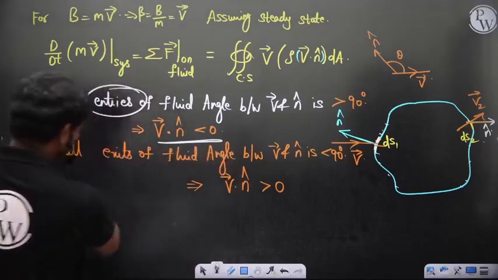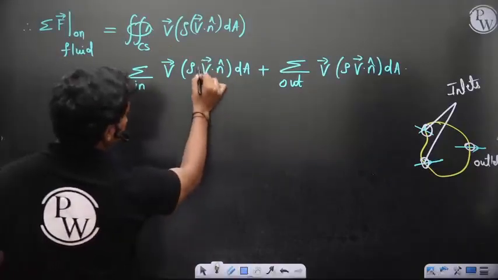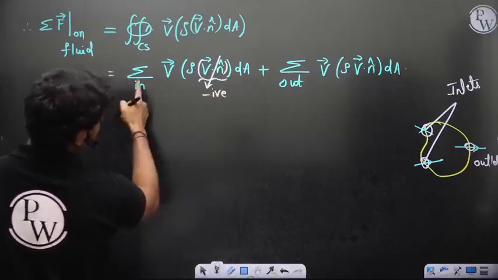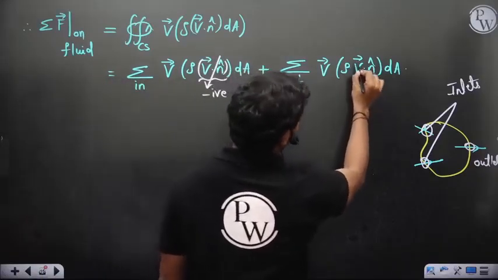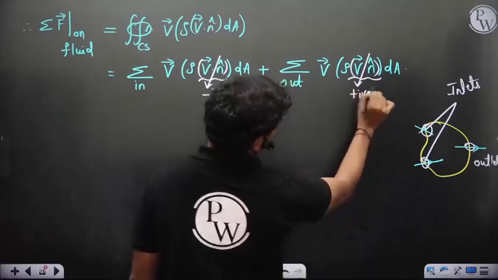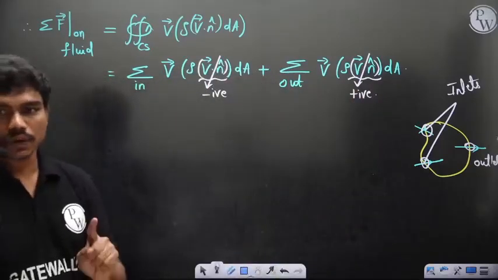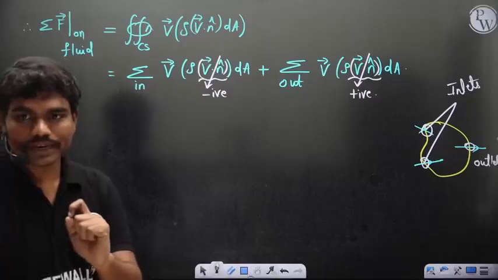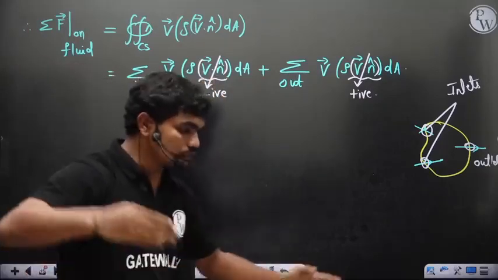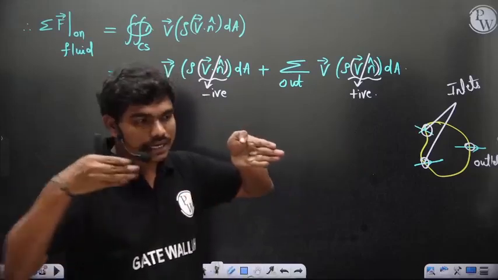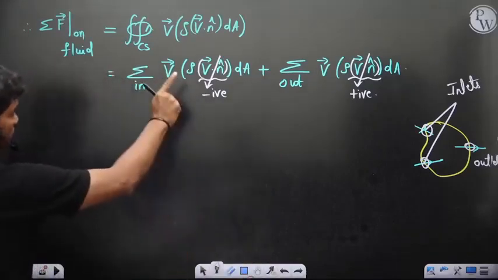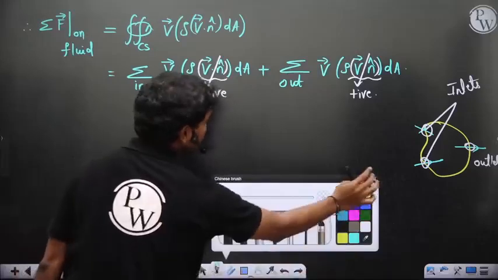This is negative. Okay, so this dot product is negative at all inlets. At all outlets this is positive. Just now you have told me this is positive. So at the inlet it would always be negative in this case, because this v dot n is negative, because whenever fluid is going in, the outward normal and the velocity make an angle of more than 90 degrees. Okay, now let's see. So therefore, how do we write this?